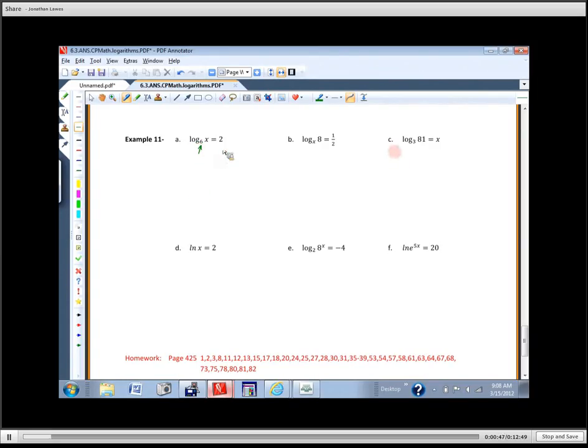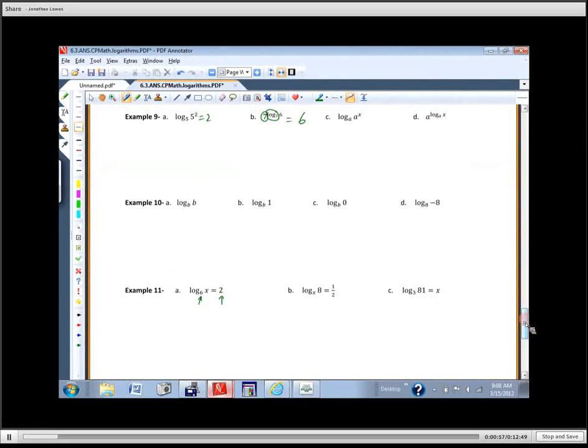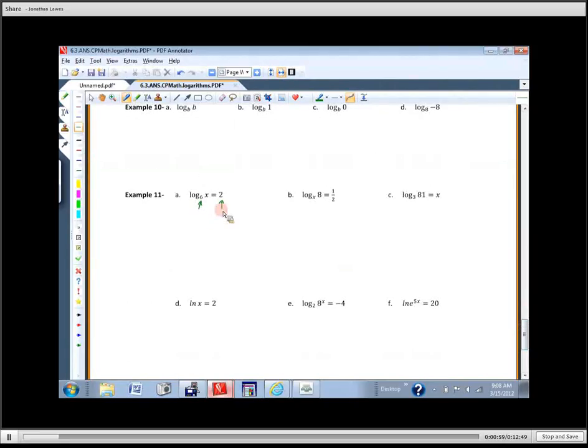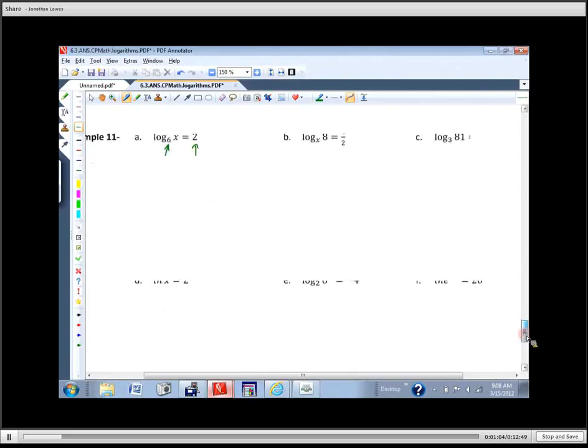Now, we talked about this before. Okay, remember up here when we filled these blanks in? The answer to a logarithm is a what? An exponent. Okay? So if this is the base and this is the exponent, how could we rewrite this to solve this equation? Shane? 6 to the second is equal to x.